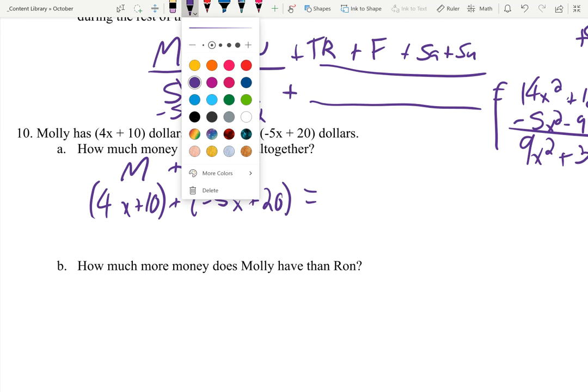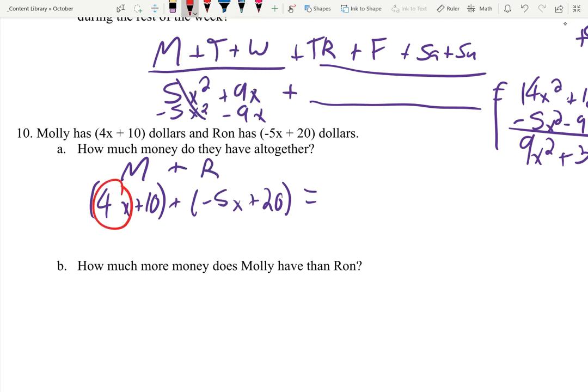So just combining like terms like we always have been doing. So we have 4x plus a negative 5x. So it's really 4 minus 5. 4 minus 5 is negative 1. So it's going to be negative 1x, just negative x. And then our constants, we can combine those as well, right? 10 and 20 combine to make 30. So that'd be plus 30. So negative x plus 30 if you put those two together.